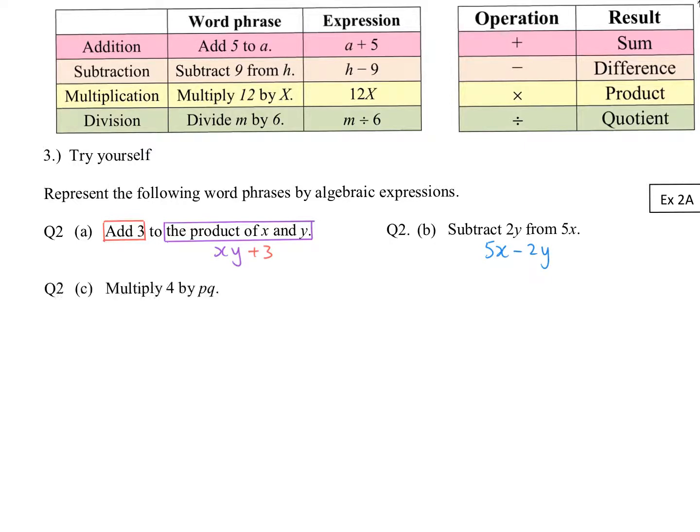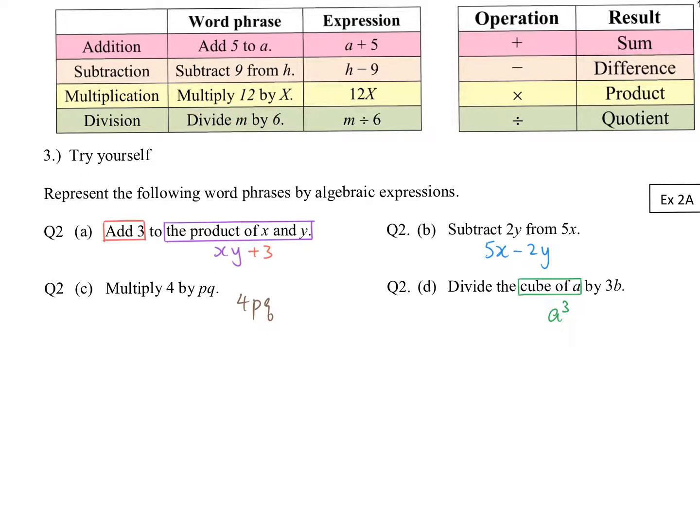Okay, that's it. And next we come across multiplication again. Multiply 12 by x. Now we have multiply 4 by pq. That is 4pq. So easy. For question 2D, divide the cube of a by 3b. Okay, we have to deal with the cube of a first. The cube of a is actually a to the power 3, or we can say 3a times together, and it's divided by 3b.